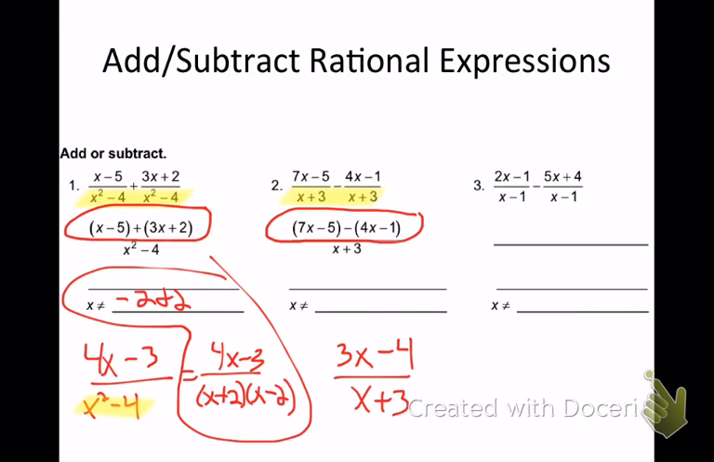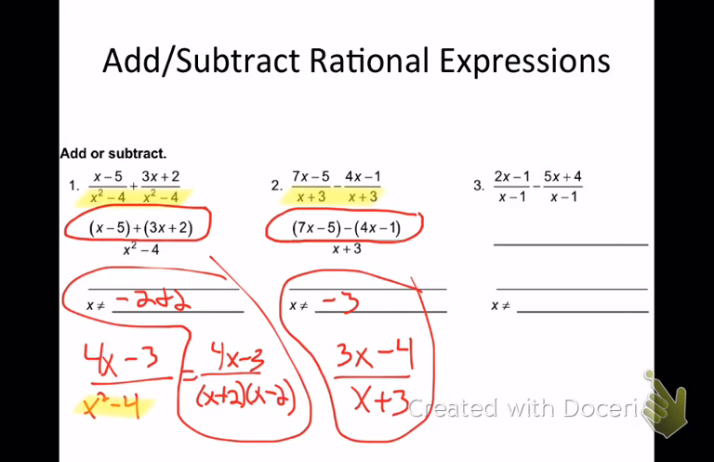And then I look at my denominator. What can x not equal here? X cannot equal negative 3. Again, why is it negative 3? Because negative 3 plus 3 is 0 in the denominator. Can't get 0 in the denominator. Nice job.